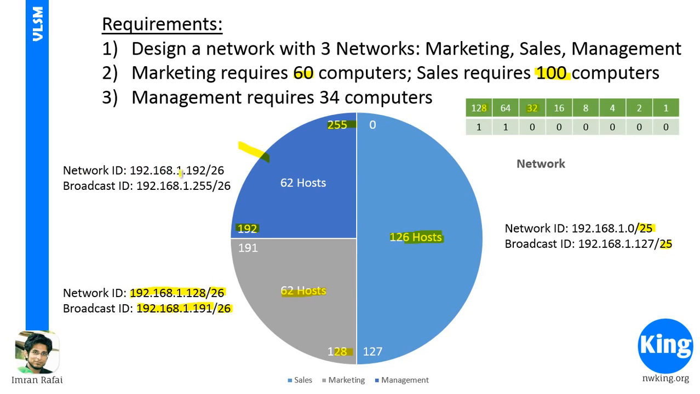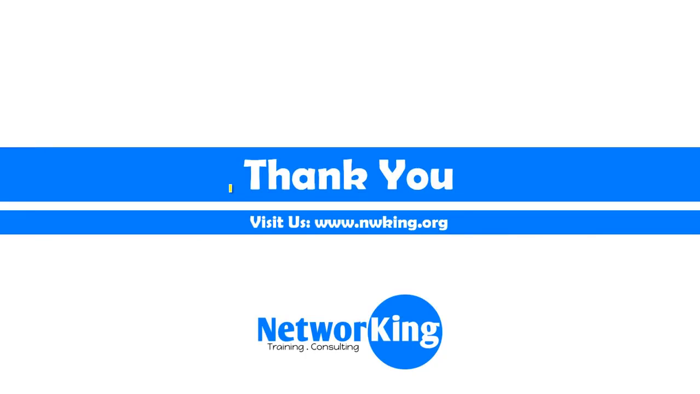The network ID is 192.168.1.192/26, and the broadcast ID is 192.168.1.255/26. It's very easy, isn't it? It is very easy, and of course you require a lot of practice, but if you practice it well, it is going to be very, very easy. So what we'll do is we'll end this video here.